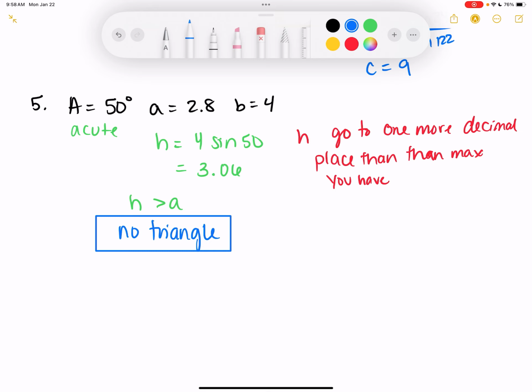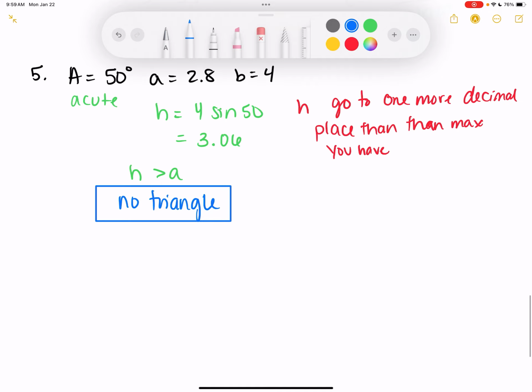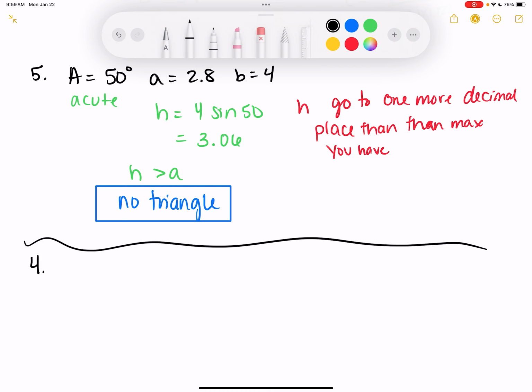All right, getting into the actual problems. State the case, so angle, angle, side, or side, side, angle applicable to the given measurements, then decide whether the measurements determine one, two, or no triangles. So, these ones, I just want you to tell how many triangles there are, so you're not actually solving them. So, number 4, let's do this, it's actually from the homework now. A is 40 degrees, C is 75 degrees, side C is 20.